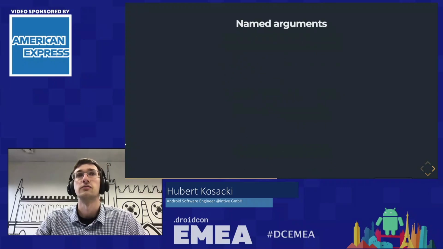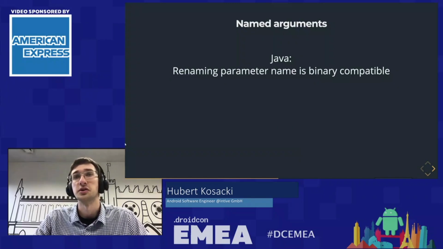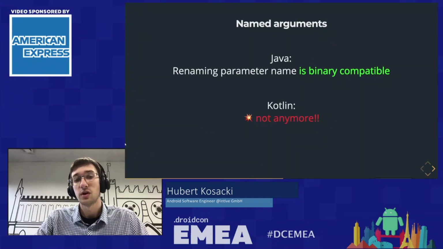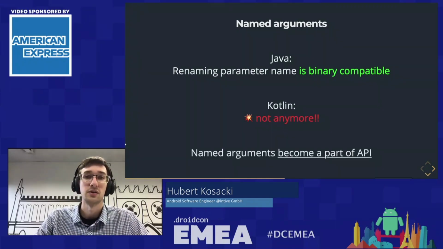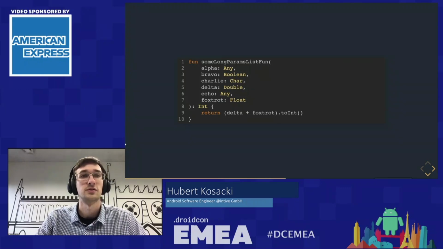So the first thing I would like to focus on is named arguments. Having a look at it in Java, when you rename a method parameter name, it is actually not a big deal. You simply change the name and the change is binary compatible. But in Kotlin, this is not the case anymore. And the reason for that is that the named arguments become a part of the API. Let's have a quick look at how it looks in the code base. So let's assume we have such a function that accepts all these parameters, and it looks like this.